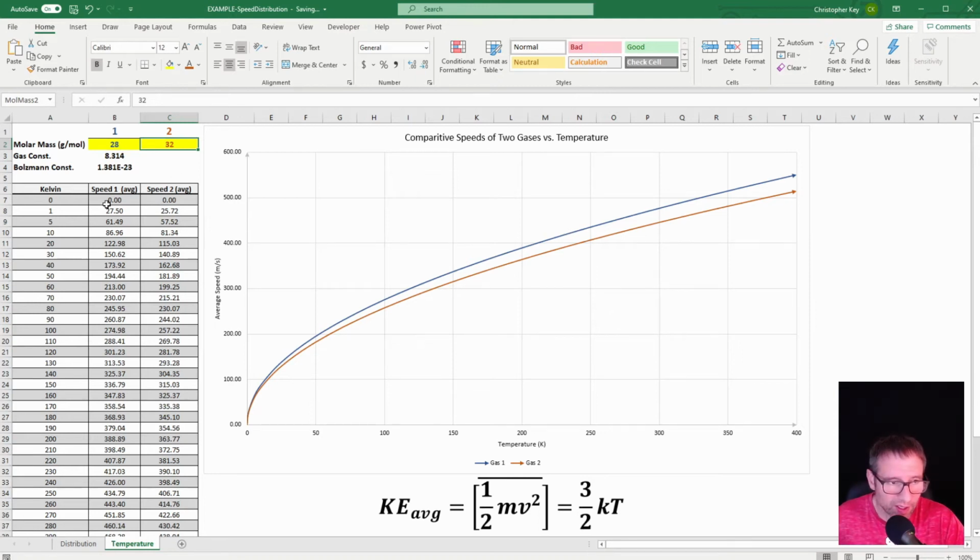I've not really locked anything out, so you could go in here and feasibly mess up these formulas, but don't worry about it. You can always just download another copy. So I've left everything unlocked so you can do whatever you want with it. Up here, I've highlighted the areas that you should change. Let's say we look at something like hydrogen, which is very light. It's going to be a molar mass of 2 grams per mole.